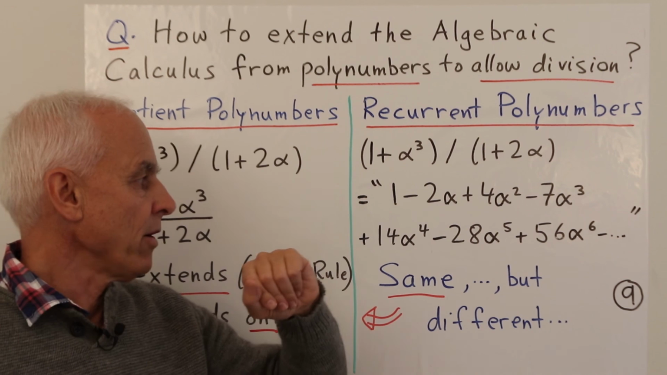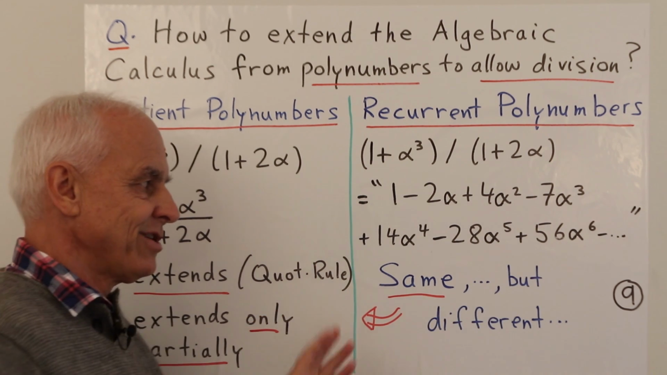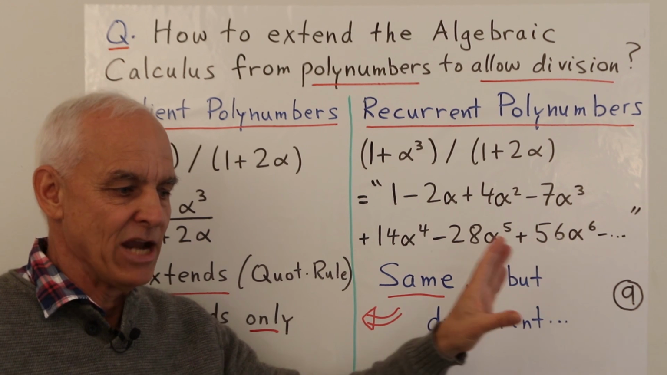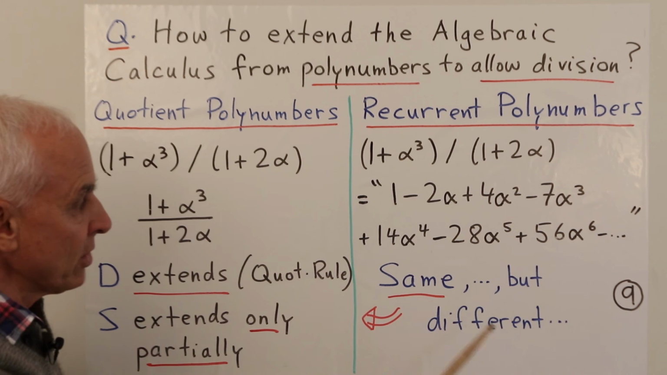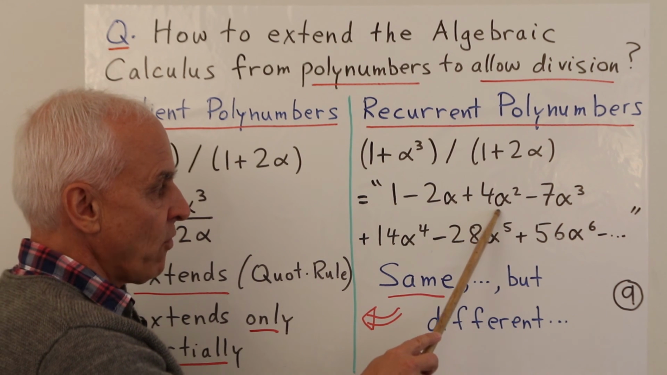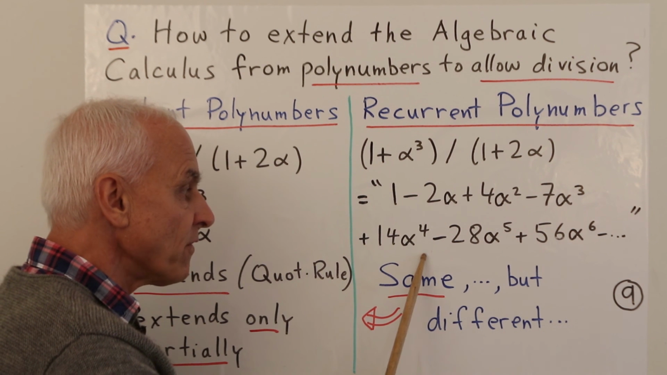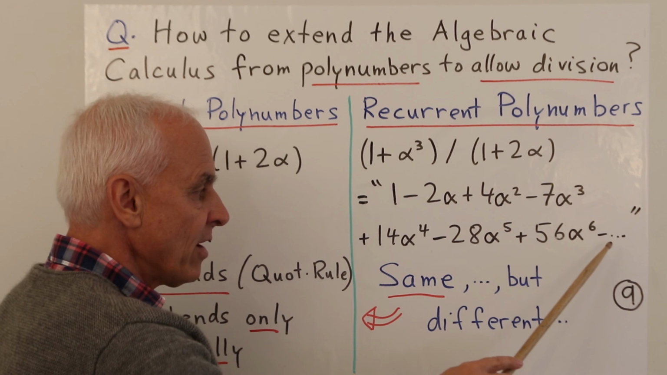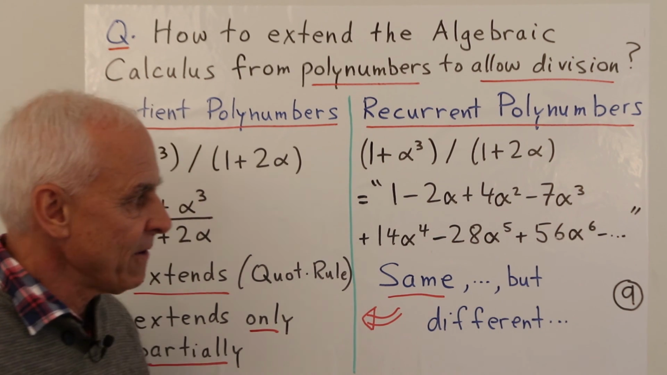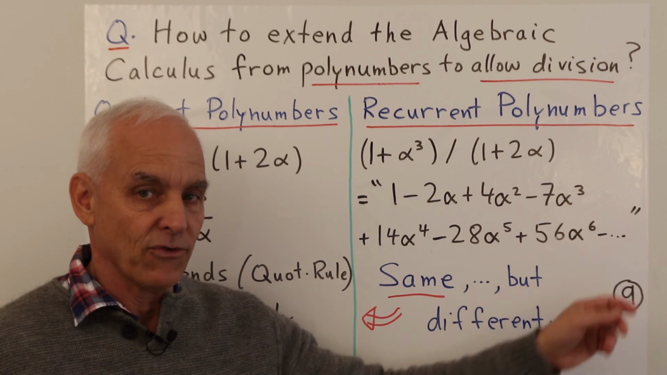In this case, and notice there are quotes here, so this is just an informal indication of what's going on. This is not a precise statement. We're getting something that looks like 1 minus 2 alpha plus 4 alpha squared minus 7 alpha cubed plus 14 alpha to the 4th minus 28 alpha to the 5th plus 56 alpha to the 6th minus, and then there are these 3 dots. And you'd be forgiven for not being very confident about what those 3 dots mean.